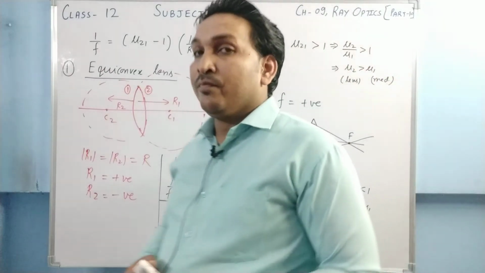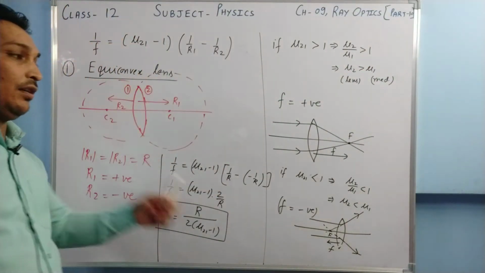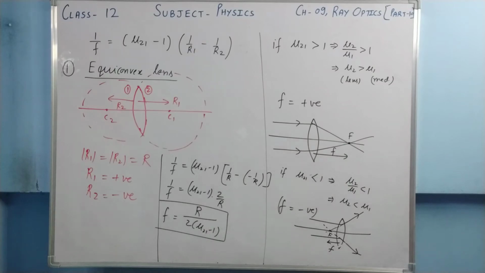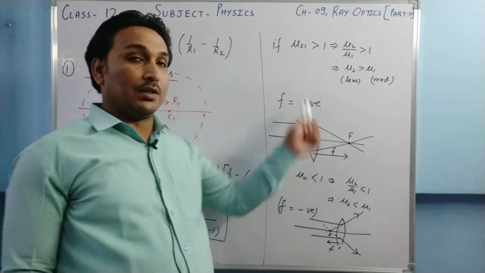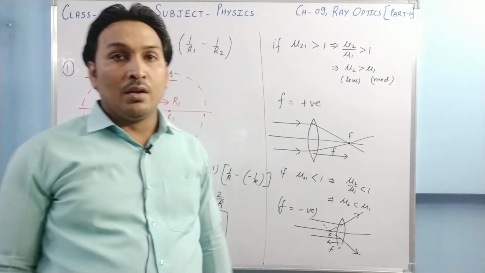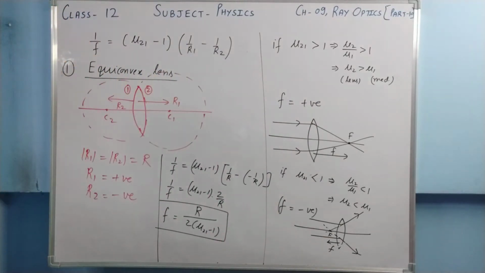So this is how the lens maker's formula is applied to a convex lens, or you can say an equiconvex lens. This is going to be the formula, and this we need to understand. Now let us try to apply the lens maker's formula to an equiconcave lens. First of all, just pause the screen and note it down.